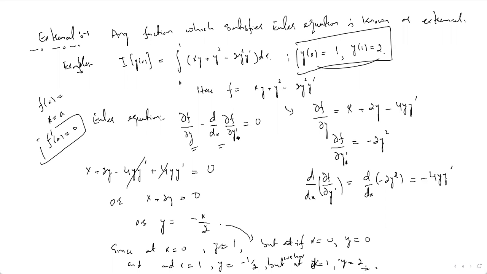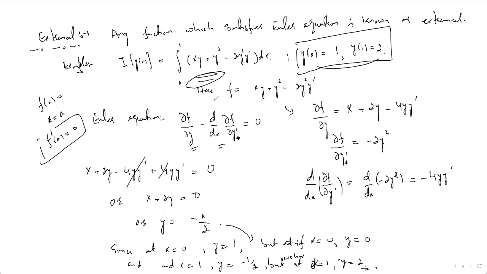So that means that this particular function that we have has no extremal, that is, it's not a stationary value, meaning neither the minimum nor the maximum value, right? Likewise, I will give you later, in an assignment, some other functions where you need to check whether these particular functions are extremals or not.